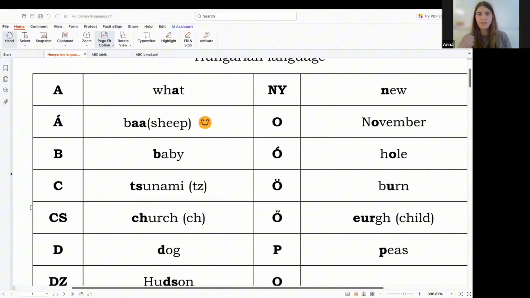Okay, then let's move on. We're gonna go to B. So that's quite easy. B, like baby. Okay. Then we have T, like tsunami. Okay. And Ch, as in church. Okay, important note, C will never be a K in Hungarian. Okay, I know it's very tempting to use it as a K, but it's always a T.